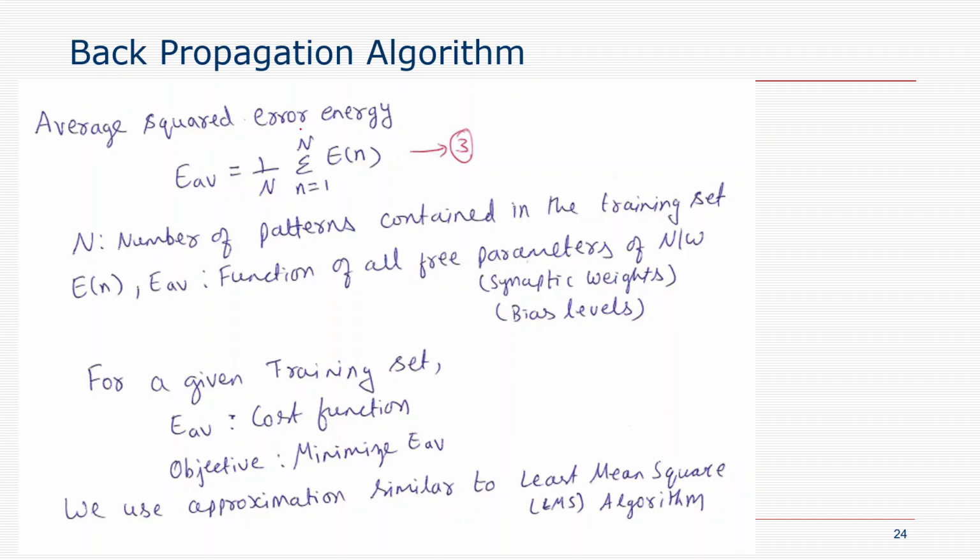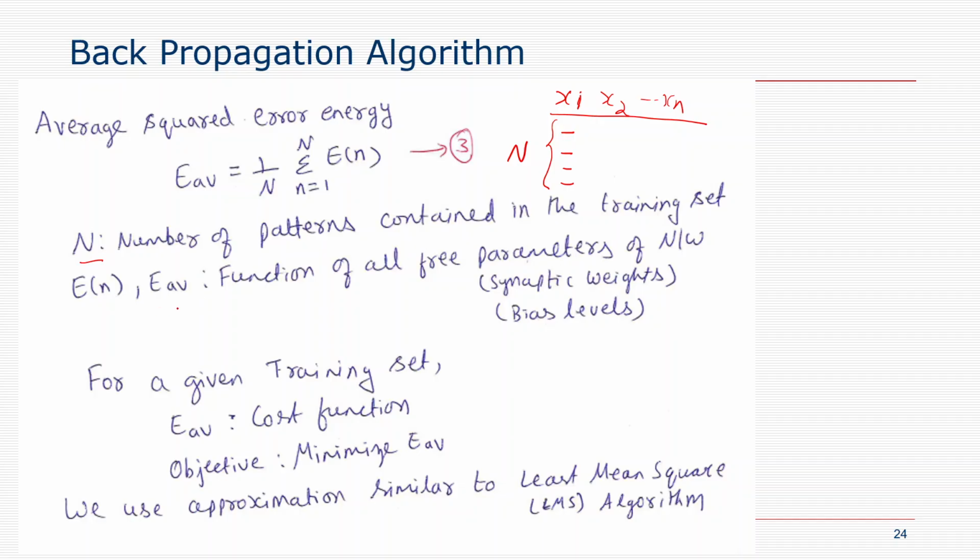Now, average squared error energy is given by E average equal to 1 by N, and N is the number of patterns contained in the training set. That is, if we have the total number of training examples in our set as N, then N is the number of patterns, or training examples. That is, if we have features x1, x2 up to xn, then how many rows of instances are there? This will be with respect to N. That is, how many rows are there.